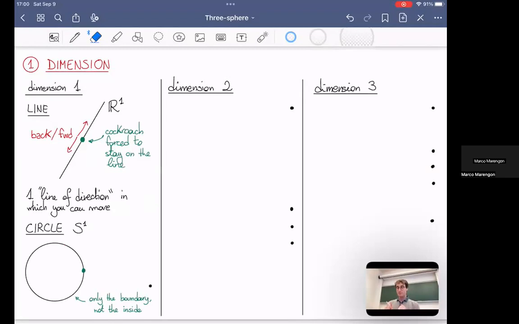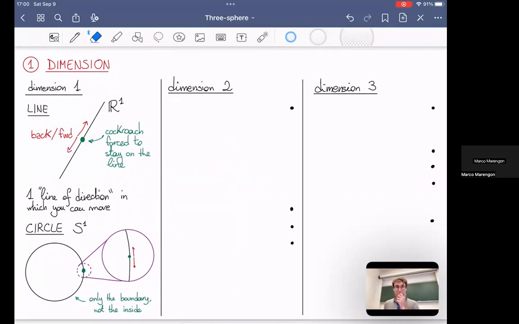And then what happens is that locally, the cockroach has only two possible directions in which it can move, like forward and backward. But again, we treat forward and backward as the same direction because they are on the same line. So this is what happens locally. Locally, the circle looks like a line. And so this is why we say that the circle has one dimension. Or equivalently, the cockroach can move only along one line of directions, back and forward again.